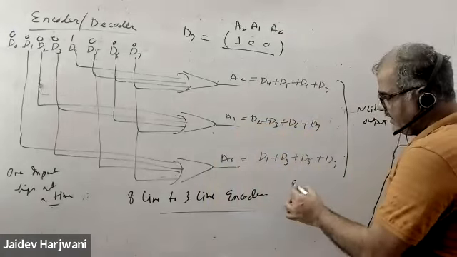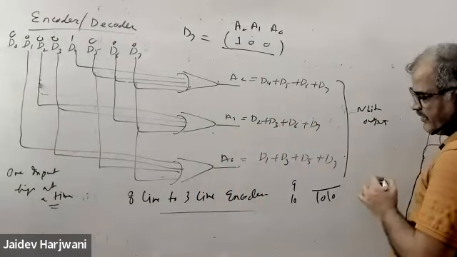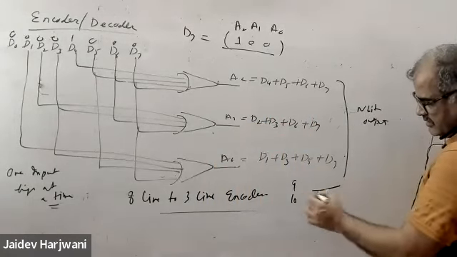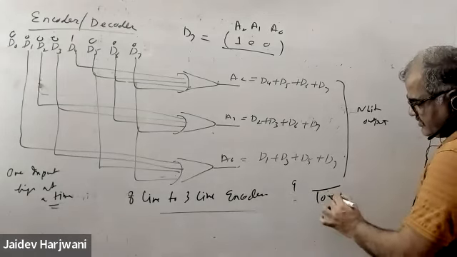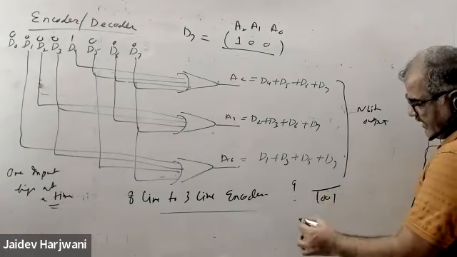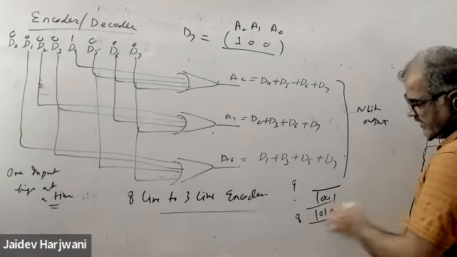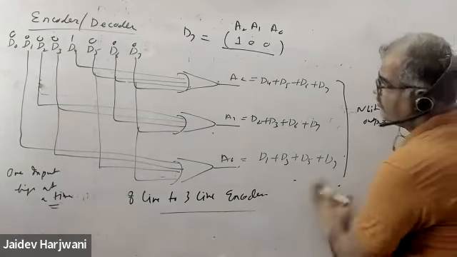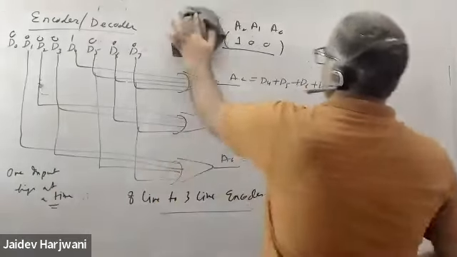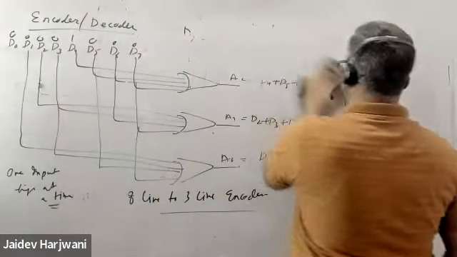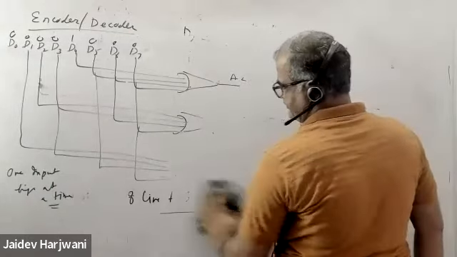Because if you want to write 9 or 10, you need 4 bits. Now 10 will not be there, only 0 to 9. If you want to write 9, it will be 1001. If you want to write 8, it will be 1000. So you need at least 4 bits. Now put the heading: decimal to binary encoder.